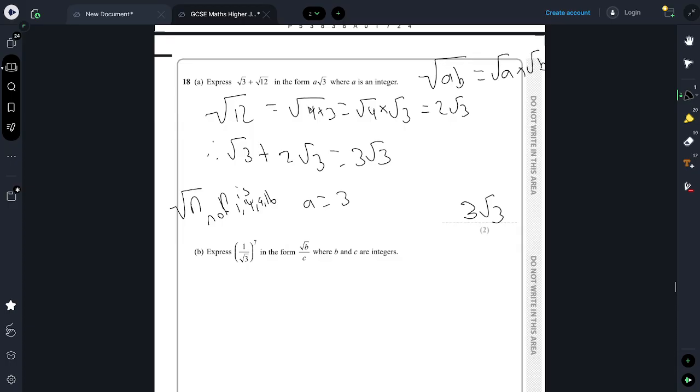Okay, so root 2 and root 3 are surds, for example. Root 4 is not a surd because root 4 is simply 2. Okay, but then root 5 would also be a surd because it's not a square number. Hopefully that makes sense.